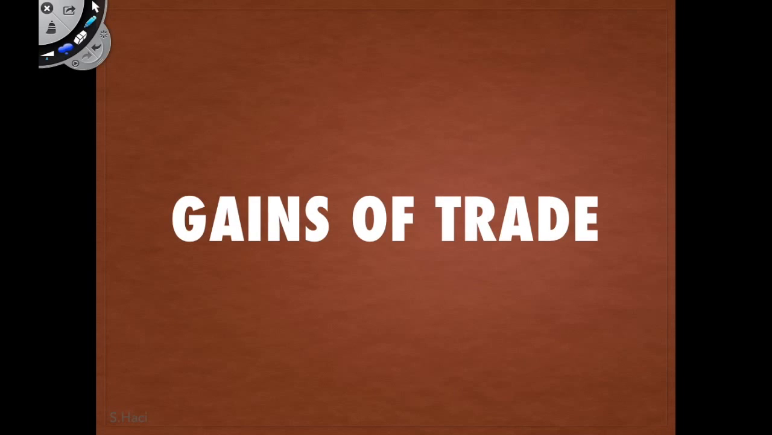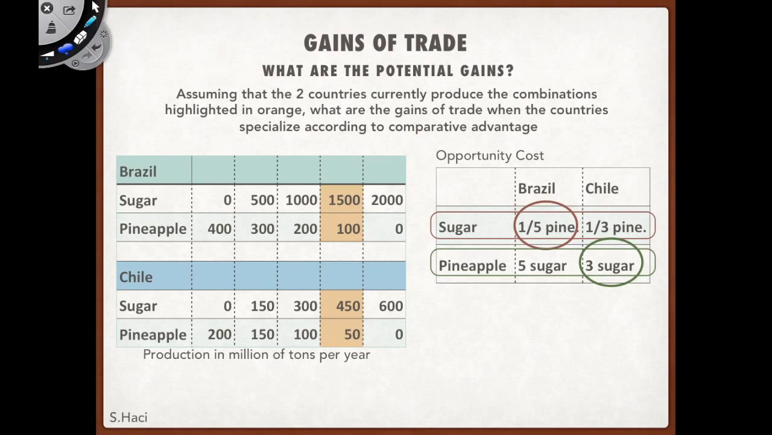The gains of trade. Now that we've figured out who has a comparative advantage in what and where each country should specialize, we can try to figure out how much they would gain from the specialization and the trade. Right, so assuming that currently, before specialization, before trade, the two countries are producing these amounts of sugar and pineapple. When they specialize, how much can they gain?